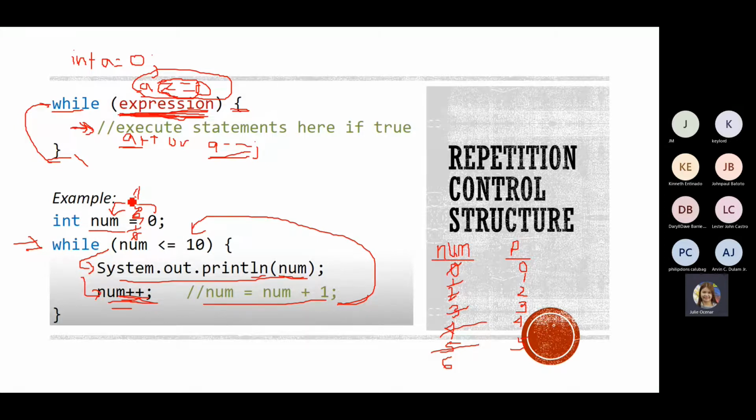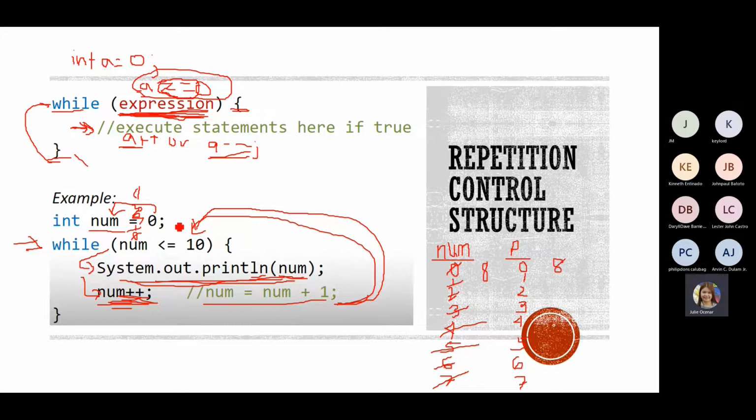Is num, which is 6, lesser than or equal to 10? Still true. Then, balik na naman dito, print na naman si 6. And then, because of this, magiging 7 na naman siya. And then, go back to the condition, which is num is lesser than or equal to 10. Okay? Still true. Print the 7 here. Then, increment na naman tayo. Okay? So, magiging 8 na naman si num. And then, we will evaluate again the value of your num. If it is true, still, ipiprint pa rin natin yung value ni 8.